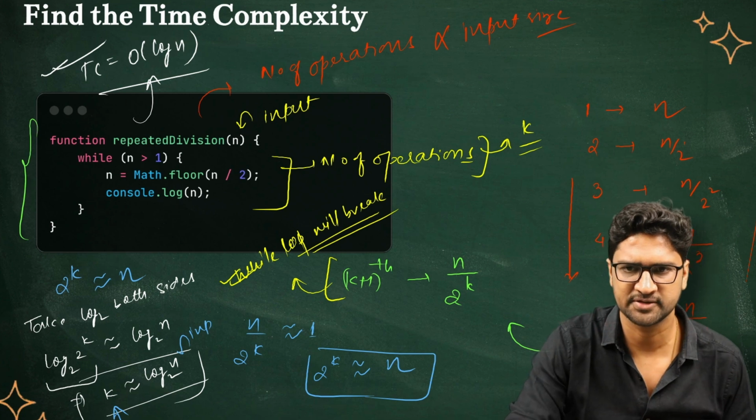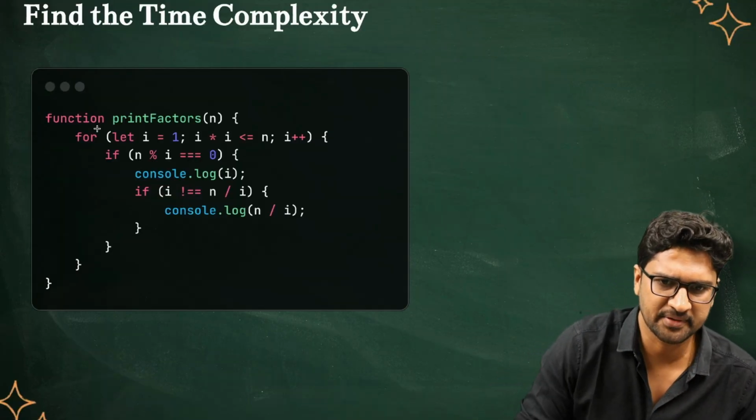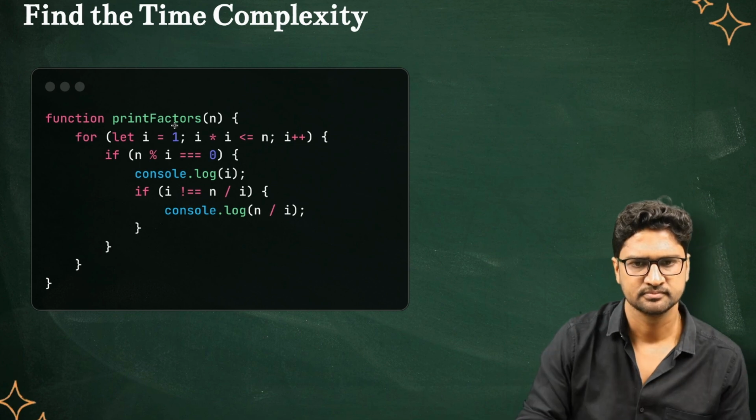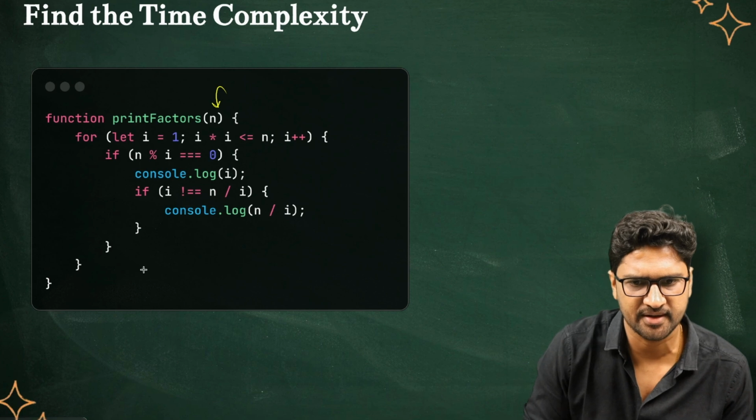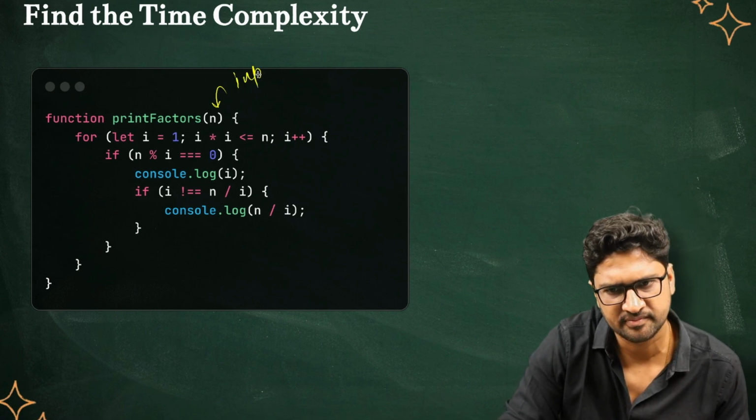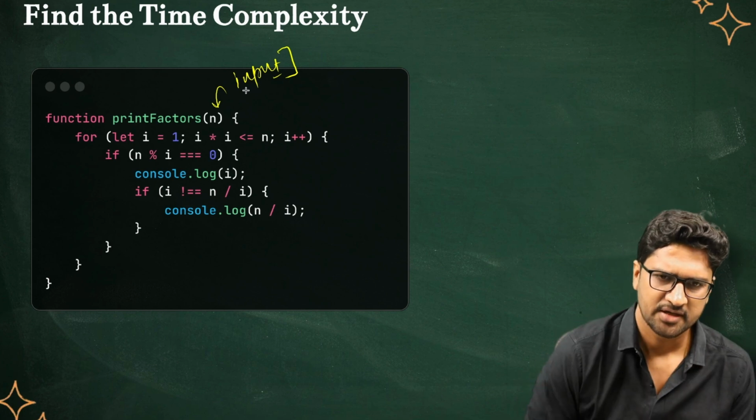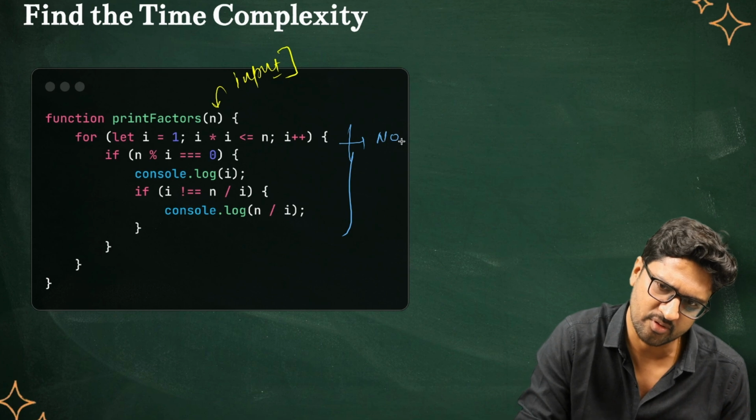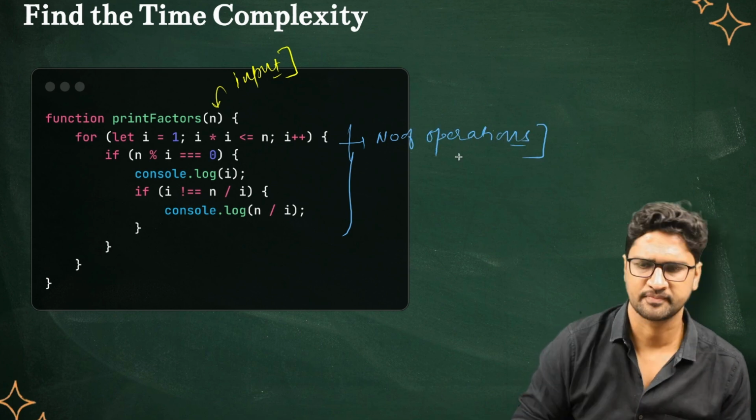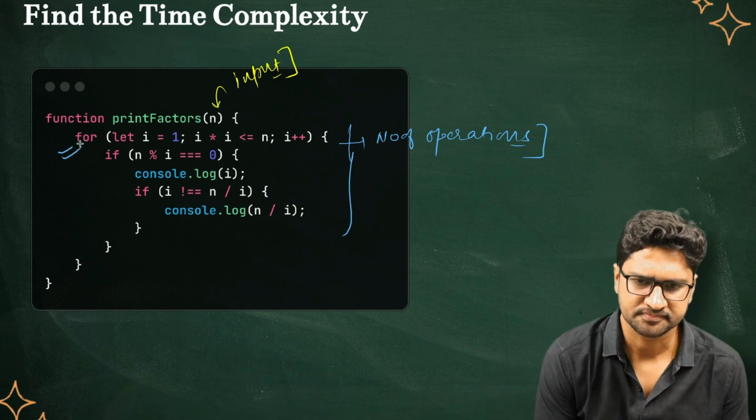Now let's move to the next question. I have this function called print factors, and this is the input n. i equals 1, i square, and so on. So again, this is my input size. Before going deeper, if I have to solve this problem, I have to find how many times this executes. I have to find the number of operations. How many times this for loop executes will be my time complexity.